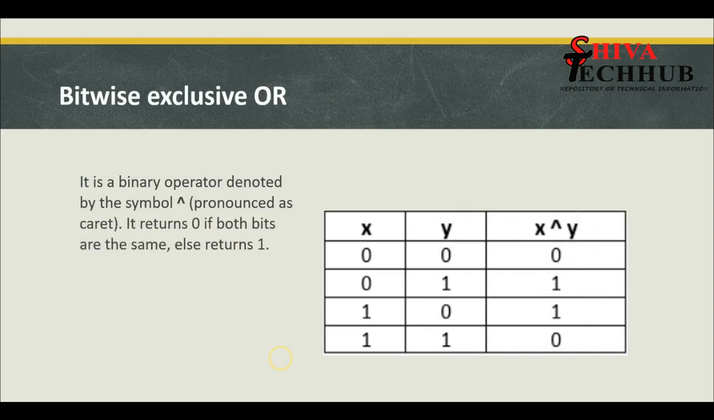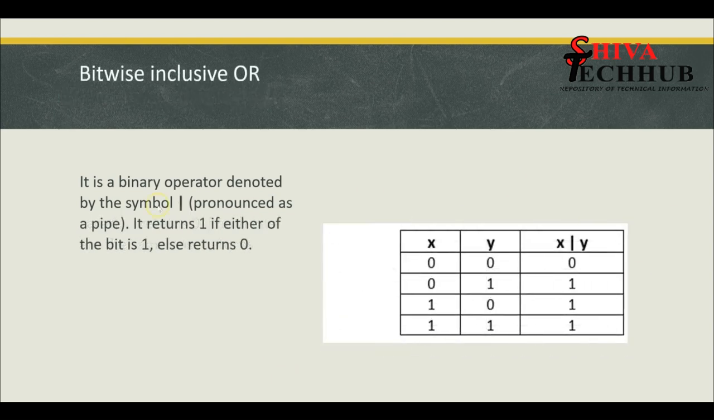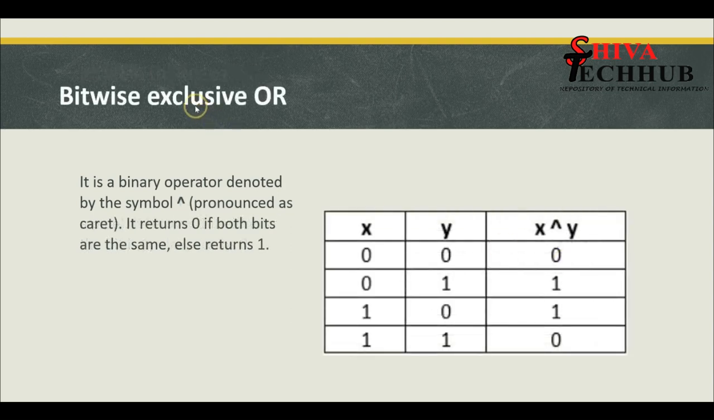Now let us try to understand bitwise exclusive OR. The difference between inclusive OR and exclusive OR is, here it checks if either of the digits in x and y is 1, then it will return 1. But here it strictly checks that only one of x and y should be 1. If both are 1, then it will return 0. So let us try to understand. Here, only one bit should be 1 out of x and y.